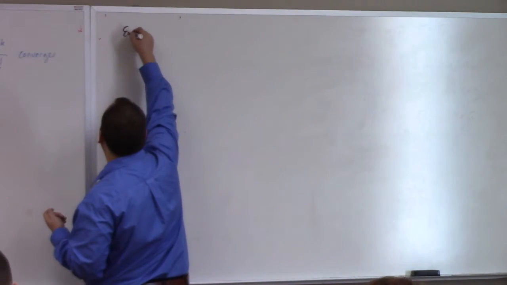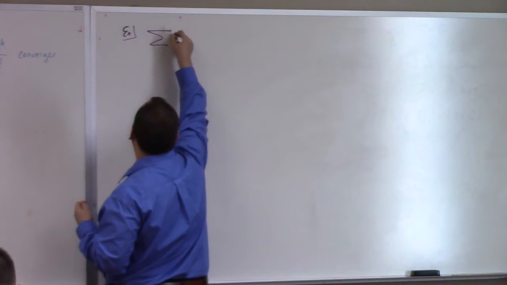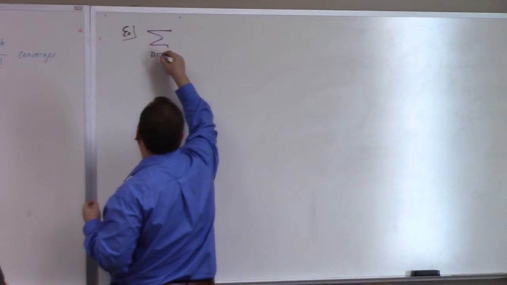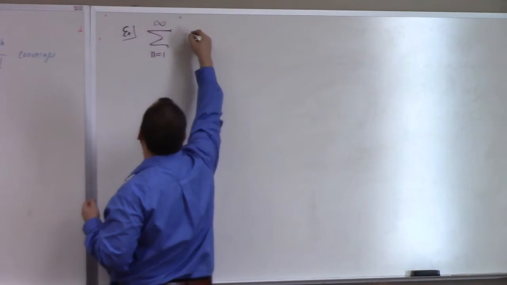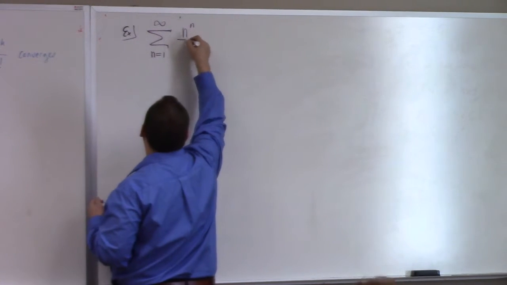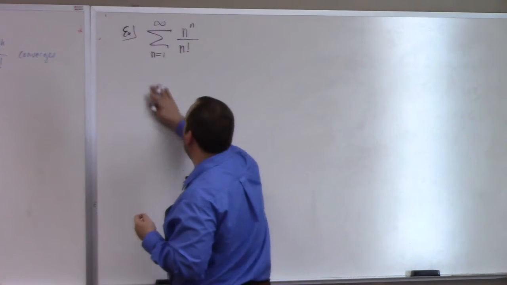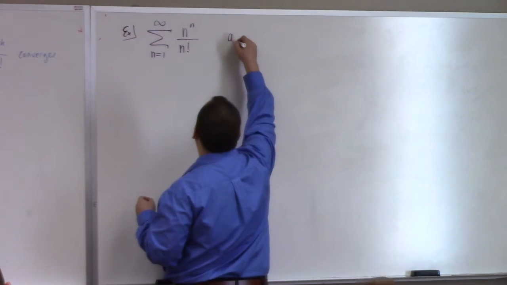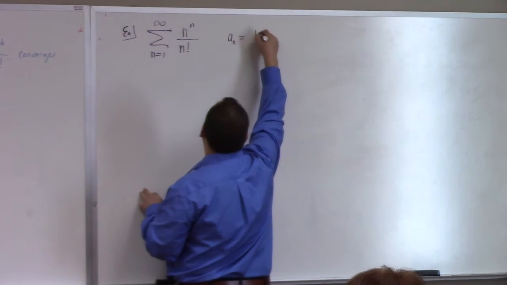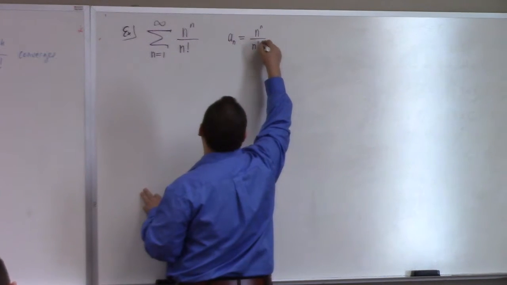But here's another example. I'll do n this time. Sum n equals 1 to infinity of, say, n to the n over n factorial. All right. Oh no, who will win? All right, so here a sub n is n to the n over n factorial.